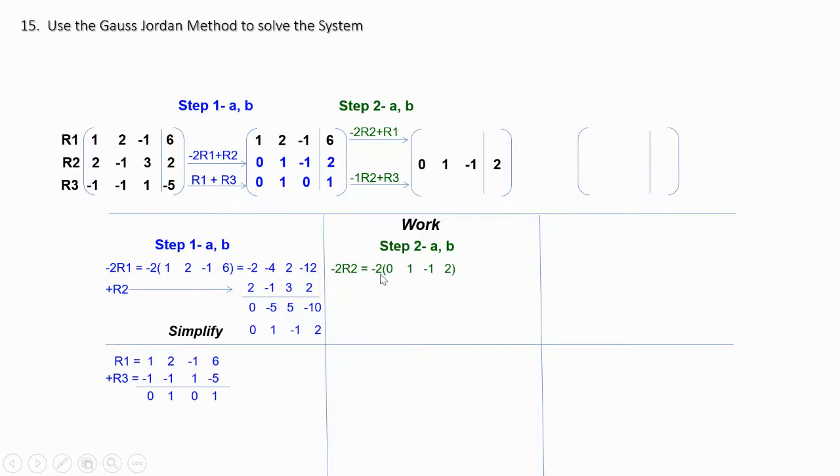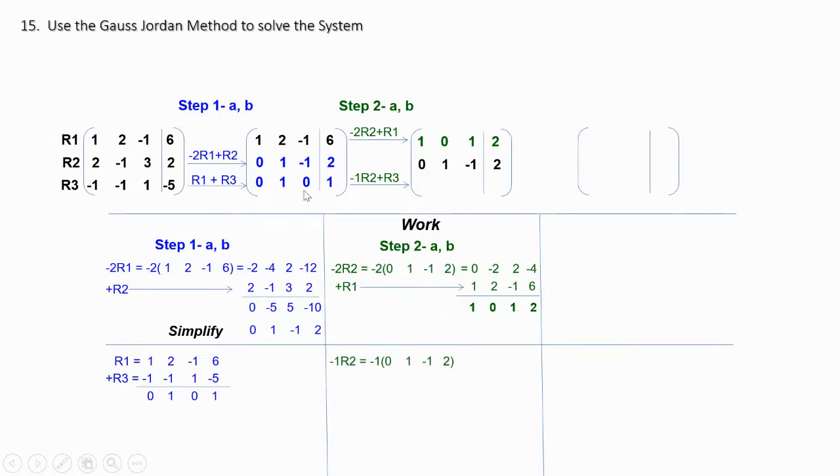So -2 row 2, right, will be -2 times 0, 1, -1, 2. Here's my row 2. That's what I'm multiplying -2 by. So after I distribute the -2, I get 0, -2, 2, and -4. Plus row 1, I just bring row 1 over. So row 1 is 1, 2, -1, 6. And after I do the operation, it's going to give me 1, 0, 1, 2. So that's my new row 1.